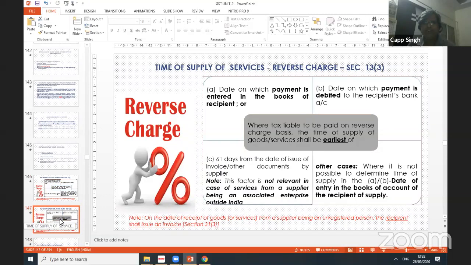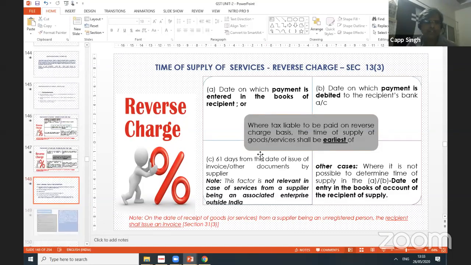Similar is the position for supply of services. Instead of 31 days, it is 61 days. So the first point is the date on which we have made payment, the date on which payment is debited in the books of account, or 61 days from the invoice or other document issued by the supplier of service. The earliest of these three shall be the date on which liability to pay arises. So these time of supply provisions only determine the date on which liability to pay tax arises. This point we must note.